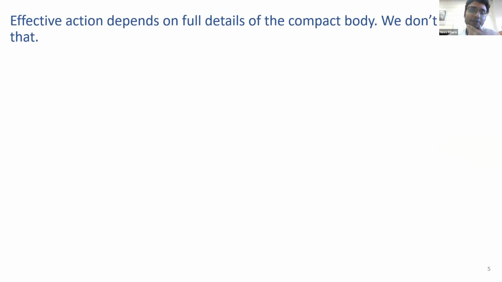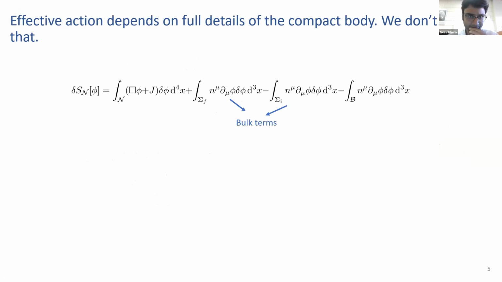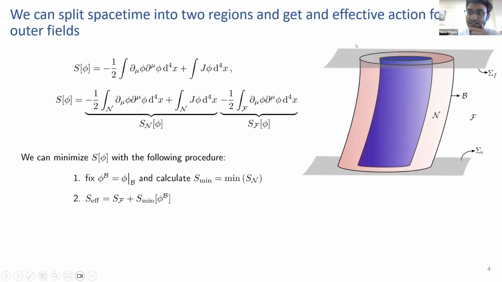But this is not useful because it depends on the full details of the compact object. And in our approximation, we want to sort of forget about the details. We can do that by noticing that if I look at the variation of the action, then the dependence on the bulk terms only comes in through these two lid terms, because this integral just vanishes by the equation of motion. So the sigma f and sigma i are just these lids on the top and bottom.